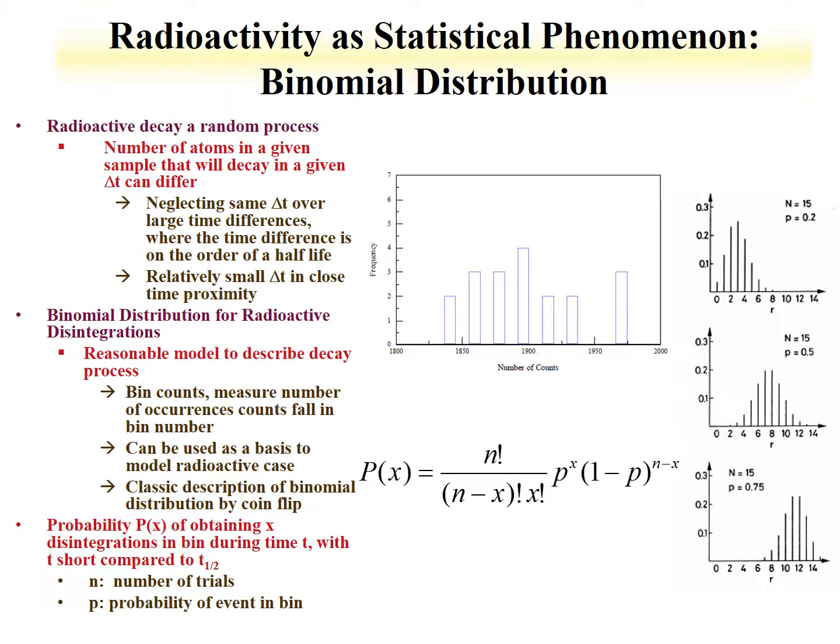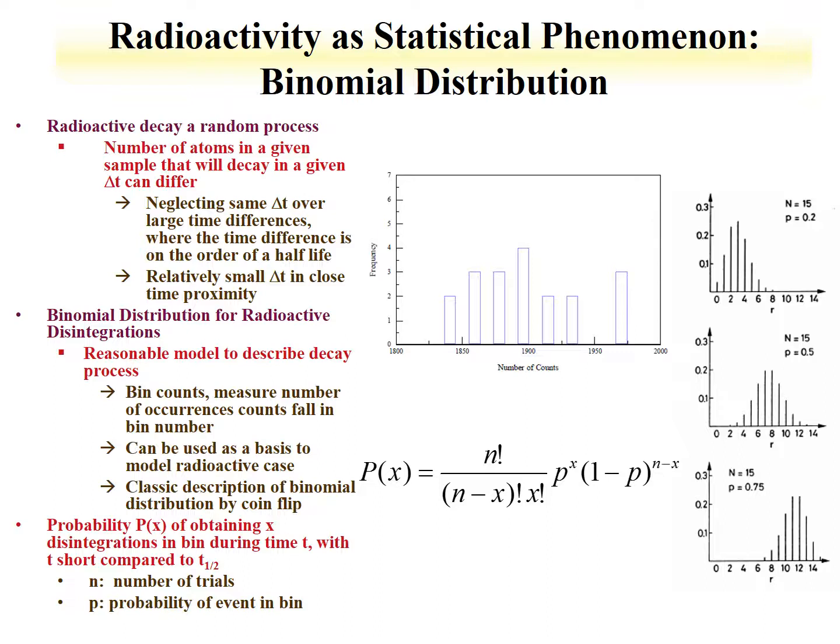So in other words, if I count a sample for a relatively short period of time, shorter than the half-life, often many orders of magnitude lower than the half-life, and neglecting large time differences between when I do these measurements, even though I may measure a sample for the same amount of time, I could get slightly different values occurring. And in a lot of ways, this can be modeled through binomial distribution. This is a reasonable process to describe radioactive decay.